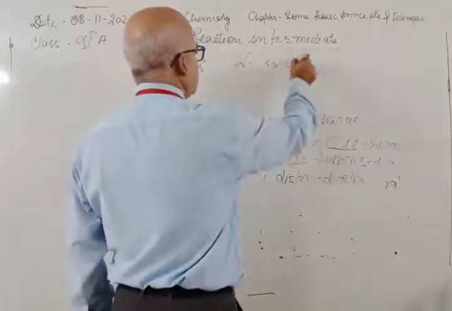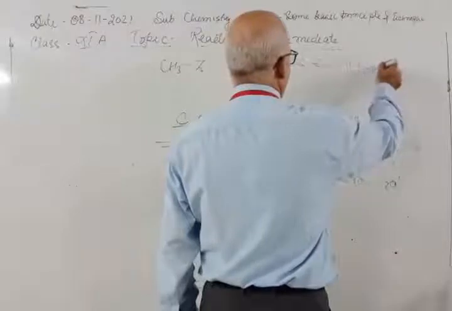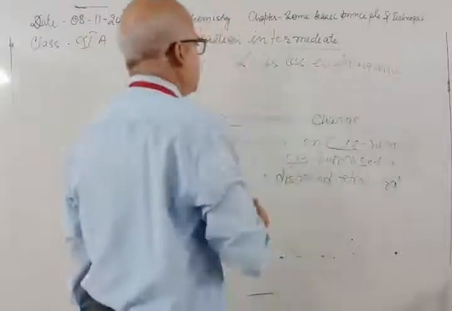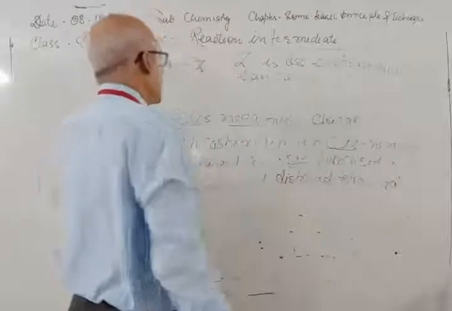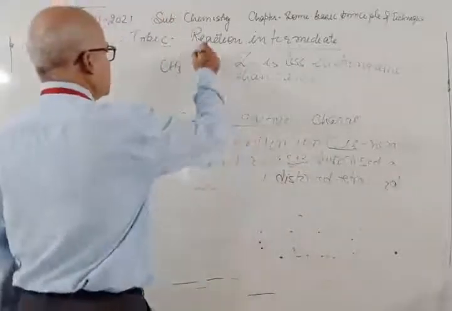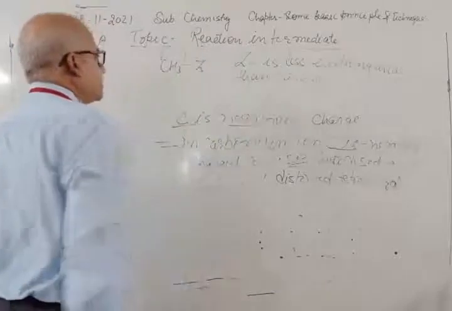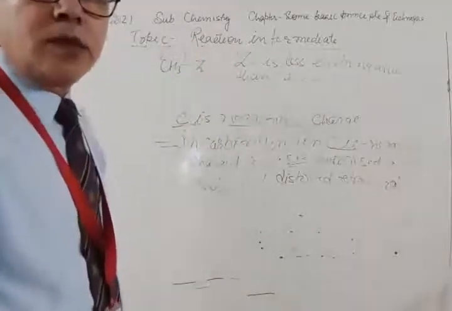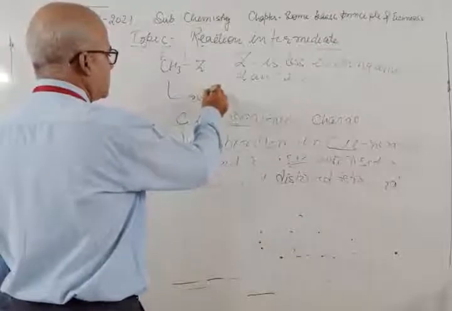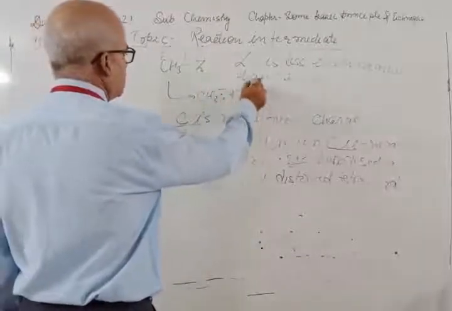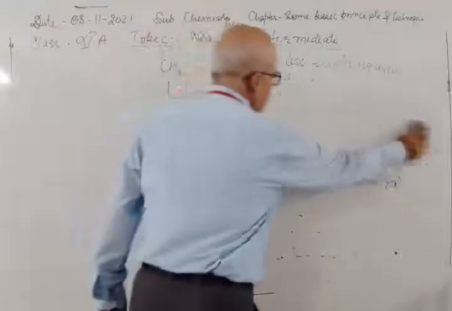Z is less electronegative than carbon. Now again the electron will move toward this Z. No. The electron will move toward the C. And the result will be what? CH3 minus and Z plus.